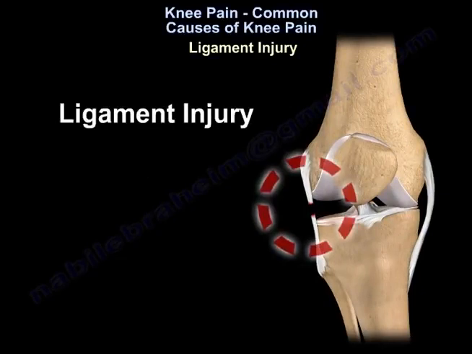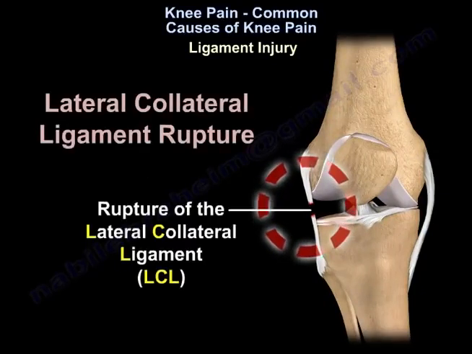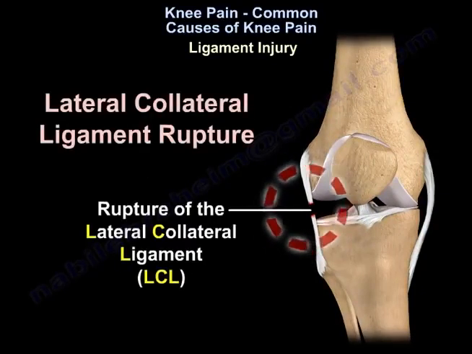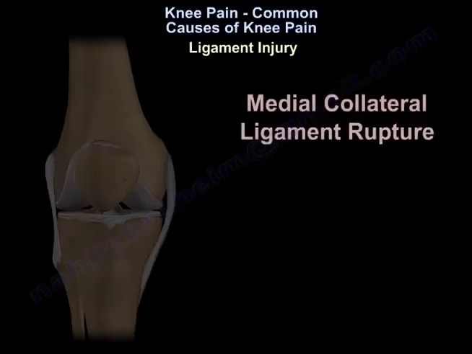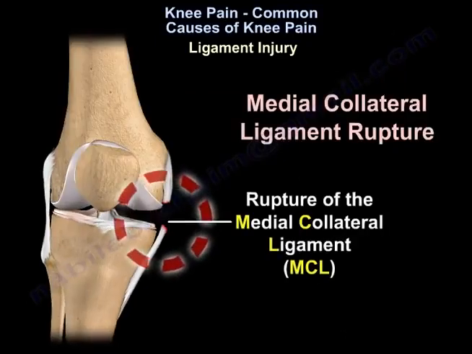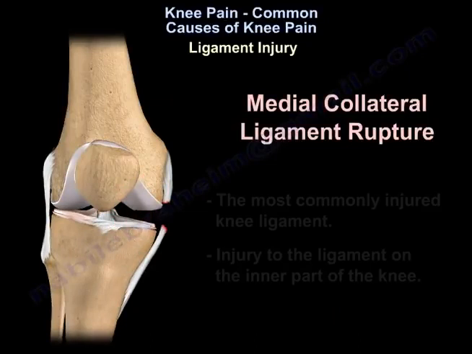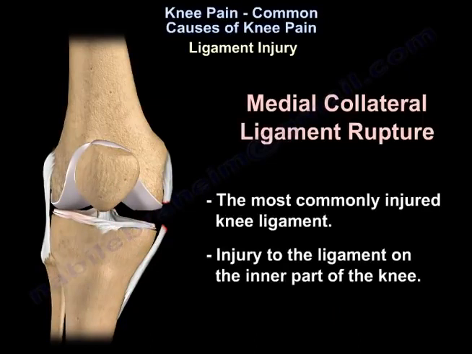Here the lateral collateral ligament is injured. And here is an example of medial collateral ligament injury. The medial collateral ligament is the most commonly injured knee ligament. Injury to this ligament is on the inner part of the knee.